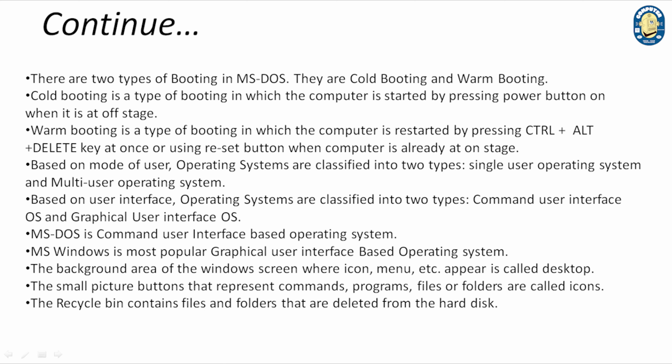Based on mode of user, operating systems are classified into two types, single-user operating system and multi-user operating system. Based on user interface, operating systems are classified into two types, Command User Interface OS and Graphical User Interface OS. MS-DOS is a Command User Interface-based operating system. MS Windows is the most popular Graphical User Interface-based operating system.